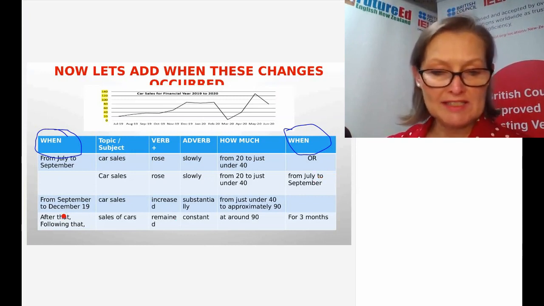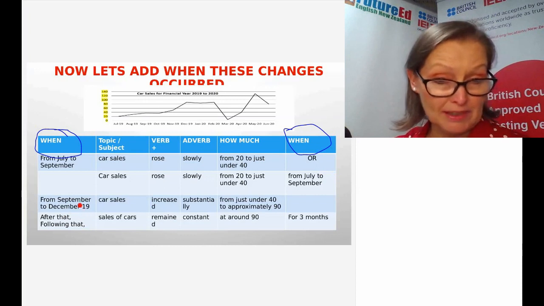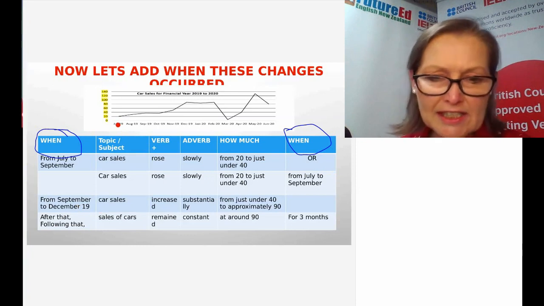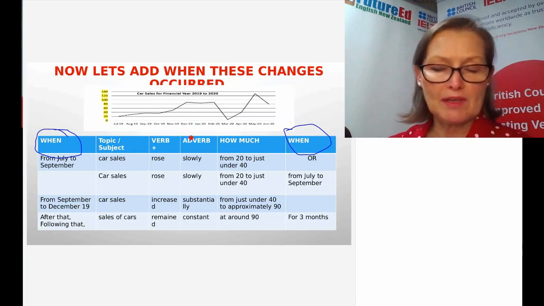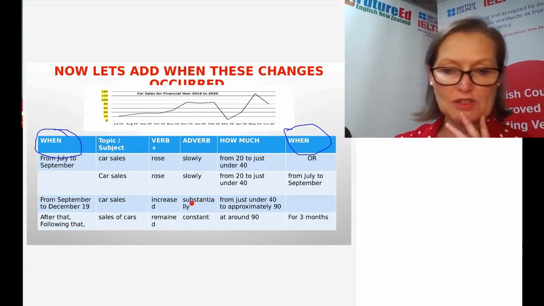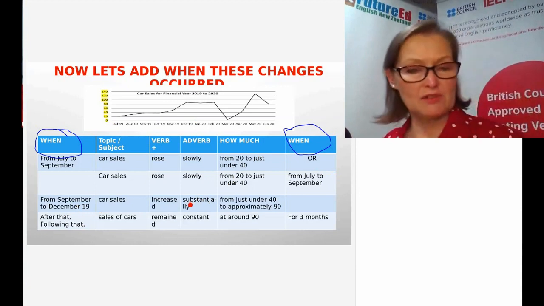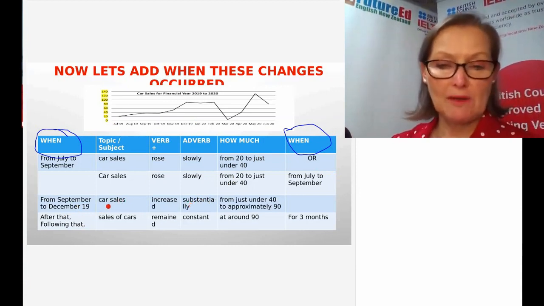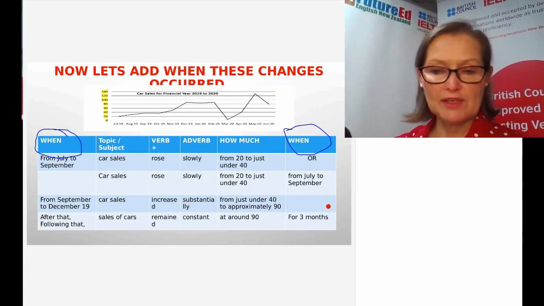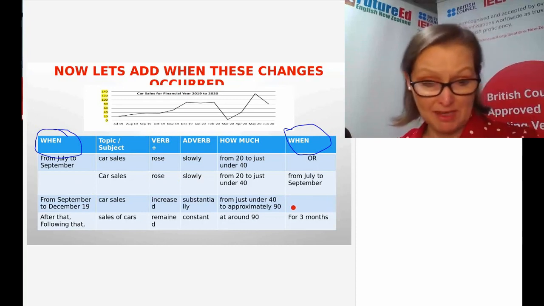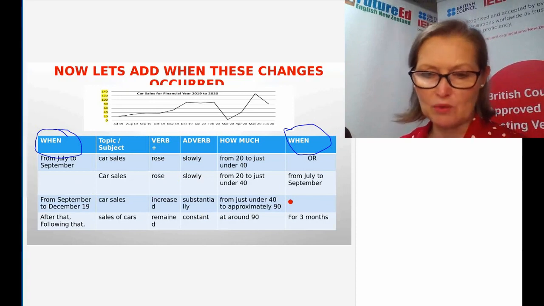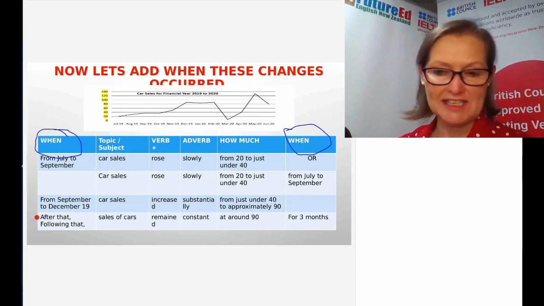And then I move on to my next sentence, from September to December 19. Now remember that we were looking at this graph, and it's possibly indicated here that we've got 2019, and halfway through we move into 2020. So the examiner could actually do this just to test how I manage my language around the change in the year. From September to December, car sales increased substantially from just under 40 to approximately 90.